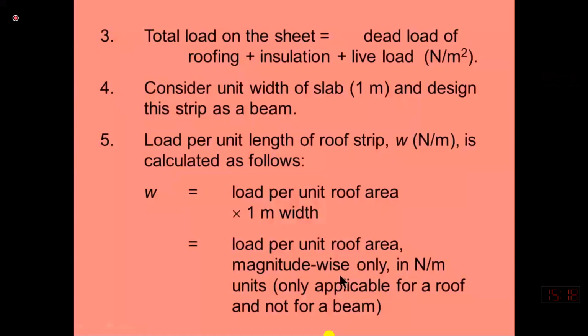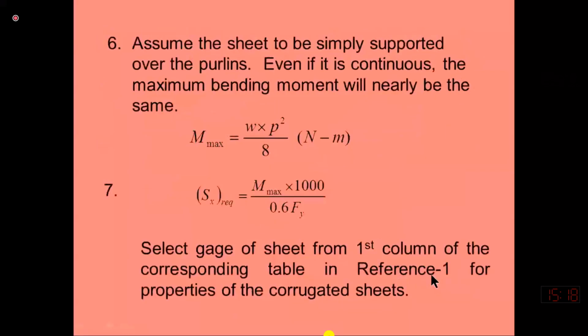Then we will compute the total maximum moment which is being produced in the roof sheet. So omega is the total load or UDL load acting per unit area. So we need to use the panel length, because the roof sheet is supported between the panel points.